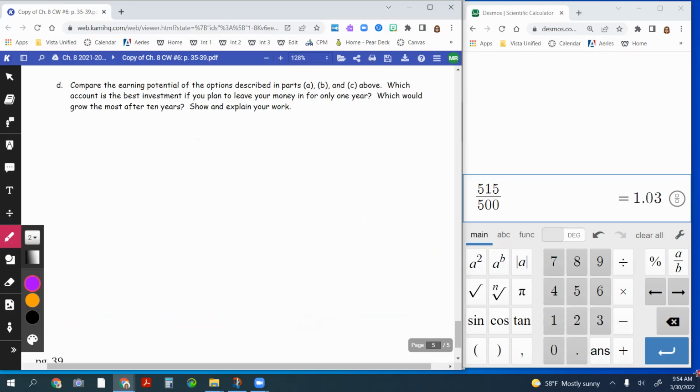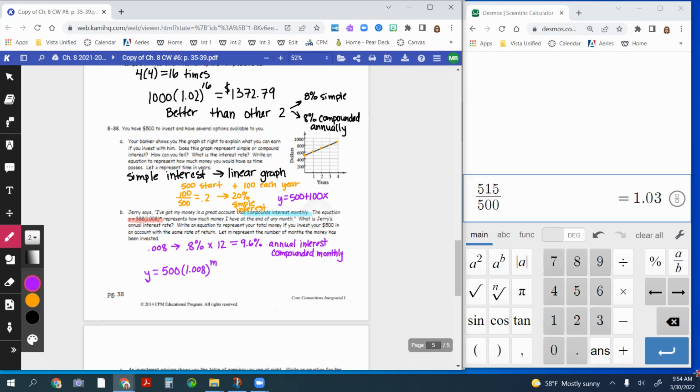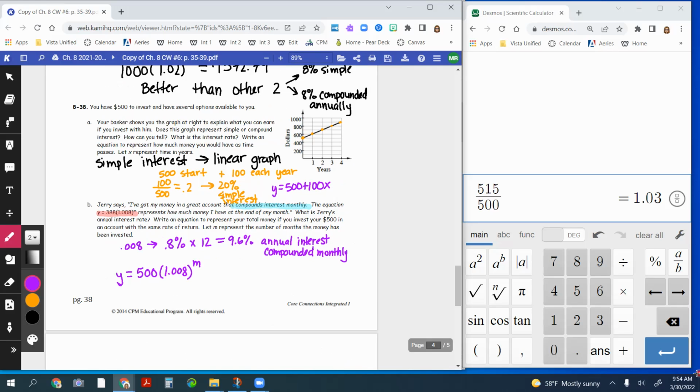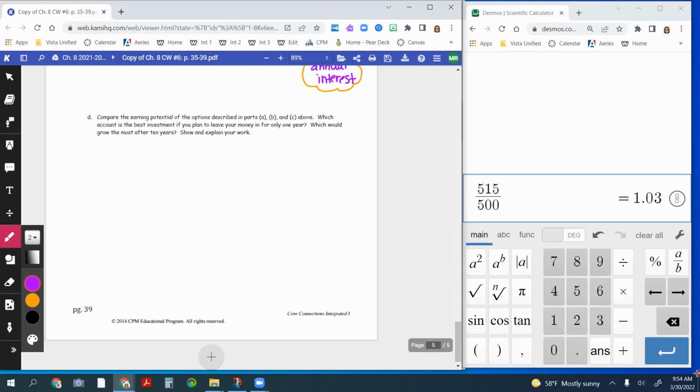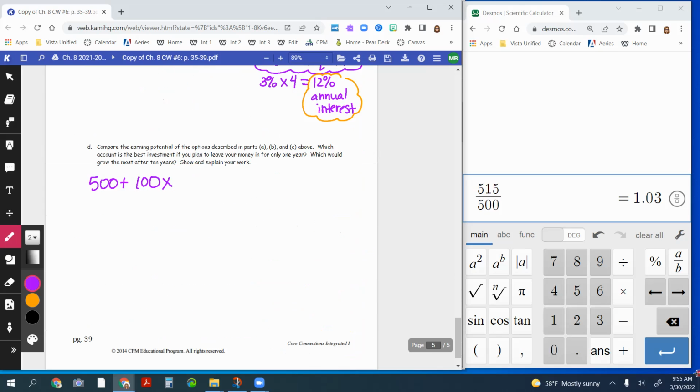Compare the earning potential of the options in parts A, B, and C above. Which account is the best investment if you plan to leave your money in for only 1 year? Which one after 10 years? Okay, so let me look at these situations. The first one is 500 plus 100x. Then we have 500 times 1.008 to the m. And then we have 500 times 1.03 to the q.